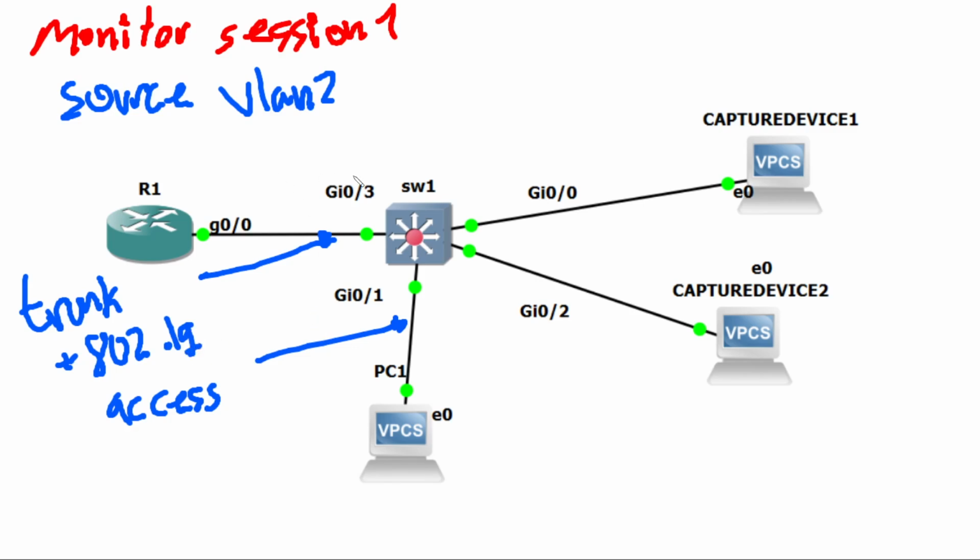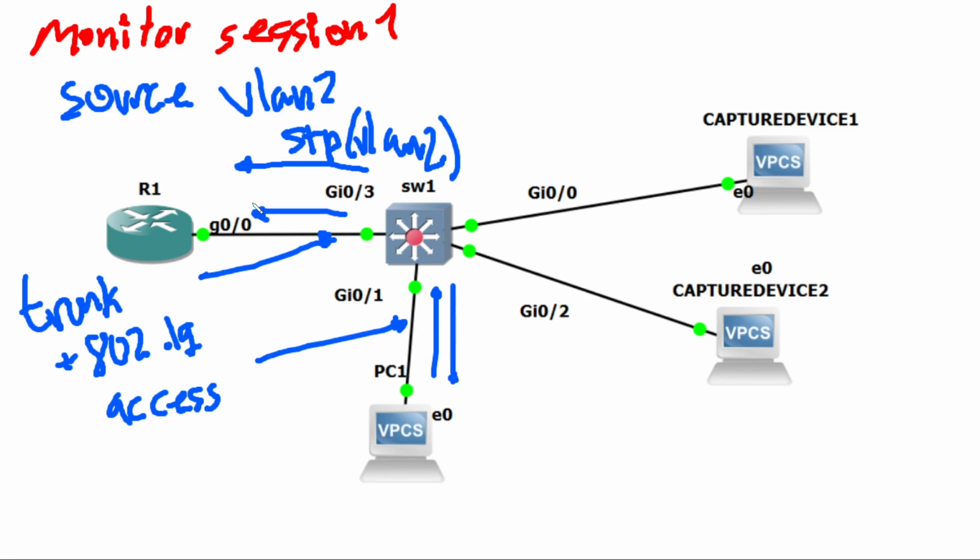We are also going to see Spanning Tree Protocol frames coming from the switch into the router that will belong to VLAN 2 as well. And we are going to create some pings, so we will see some traffic going on for VLAN 2 between the router and this particular PC here.